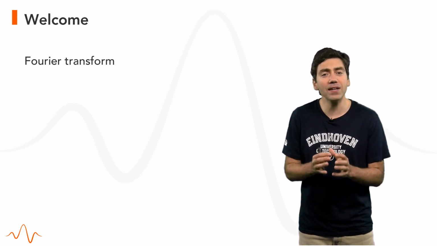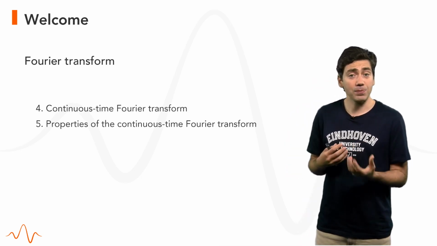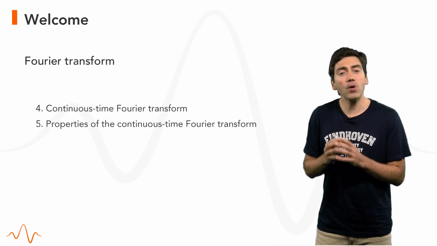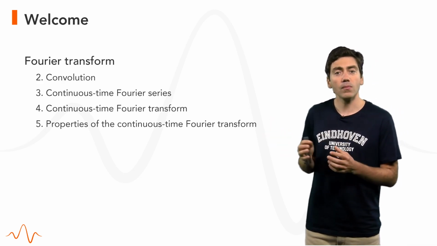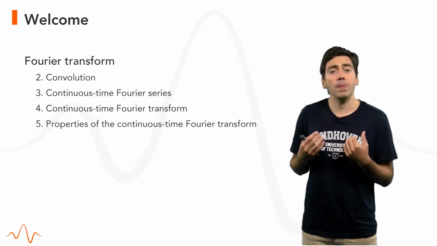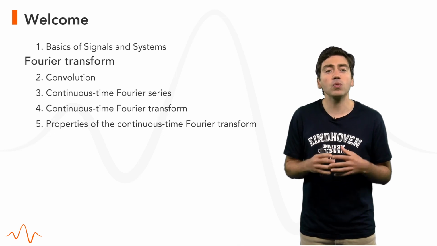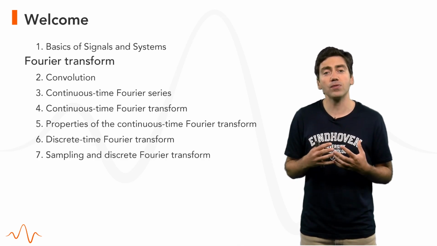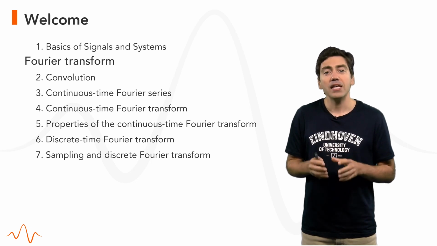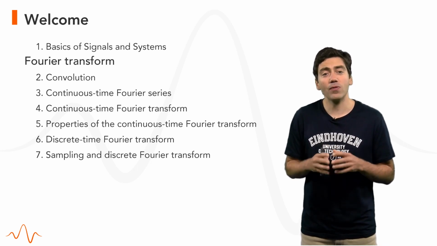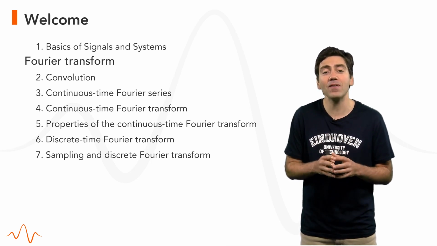Roughly, in the first 7 lectures, we'll focus on the continuous time Fourier transform and its properties, and some other important concepts such as the convolution and Fourier series. We'll also need a few basic concepts of signals and systems. In the last 2 lectures, we'll look at the discrete time Fourier transform, the effects of sampling, and the discrete Fourier transform.